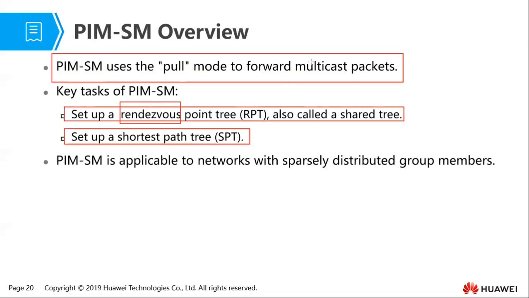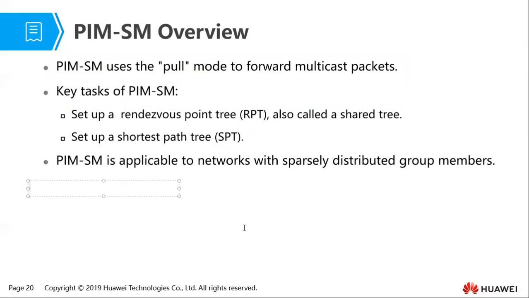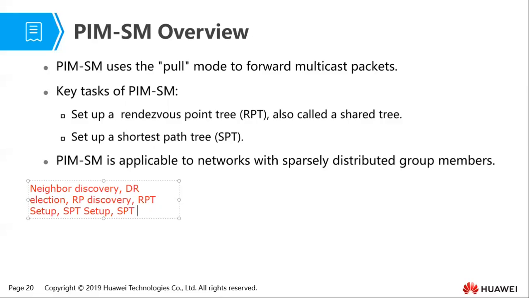Now, PIM-SM also has the following processes: neighbor discovery, DR election, then it has the RP, or rendezvous point discovery. It has another process which is the RPT setup. Then after that, we have the SPT, generally shortest path tree, SPT setup. Then we also have what we call a SPT switchover. And lastly, it also has an ASAT process.